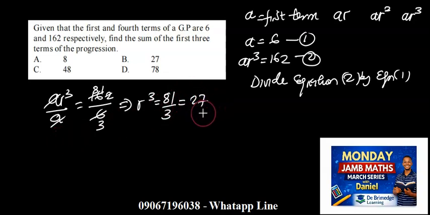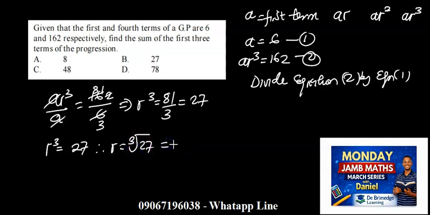So therefore means that my R cube is equal to what? 27. Therefore, R will become the cube root of 27 and that will give me 3. So therefore my common ratio is 3. I'm going to go back to establish it. So from there, I'm going to note that my first term is 6.